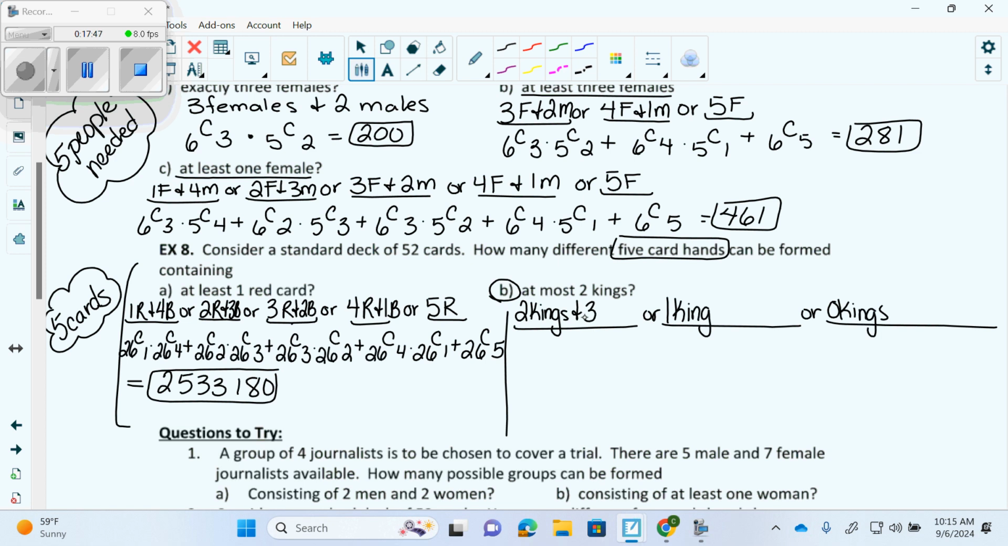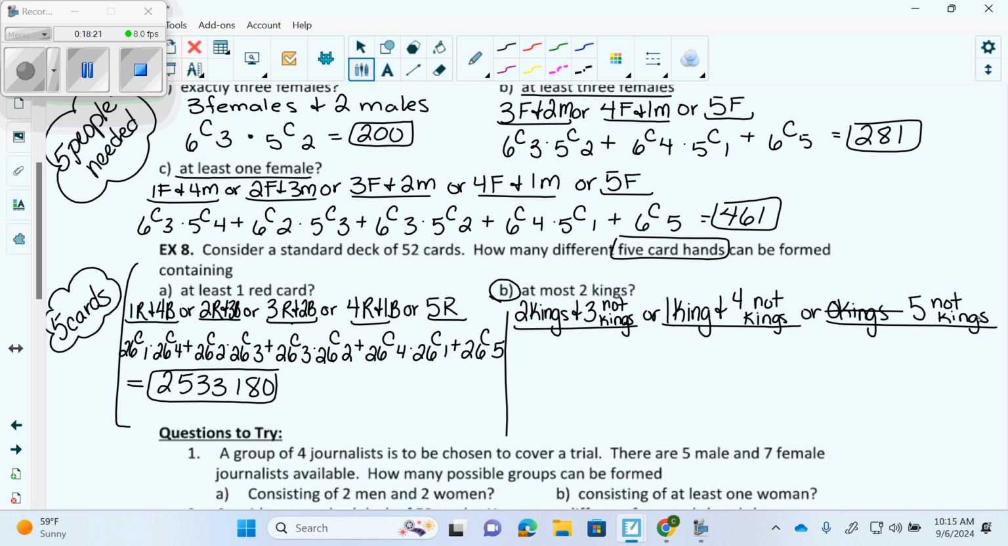How many kings are there? 4. How many not kings are there? 48. It's 52 minus the 4, right? So that's where we get that number from. So we have 2 kings and 3 not kings. 1 king and 4 not kings. And then this one, we technically don't have to worry about the 0 kings. We just need 5 not kings, right? And then I double check to make sure I have 5 cards in each case. 2 and 3 is 5, 1 and 4 is 5, 5 is 5. And then I can carry on.